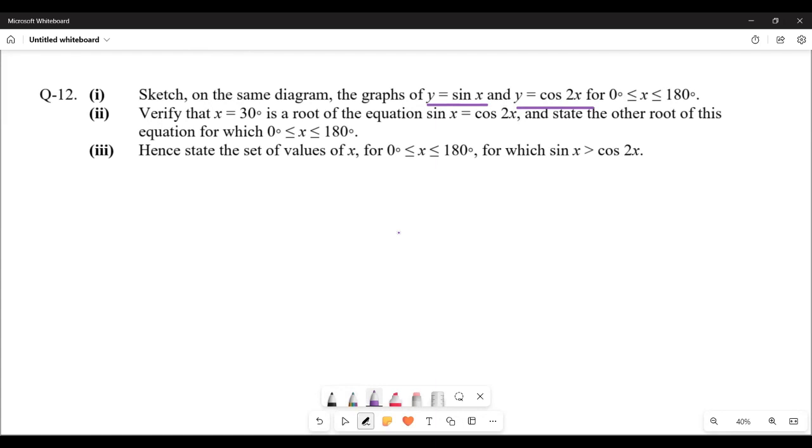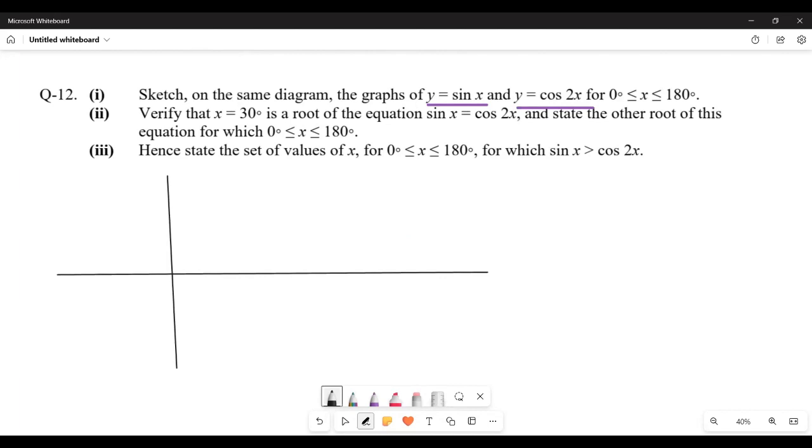Oh, I skipped the first part. Sketch on the same grid the graph for sine x and cos 2x. Okay. So sine x graph just between 0 to 180 looks like this. That's it. 180, half a cycle. And that's 1. And this is sine x.